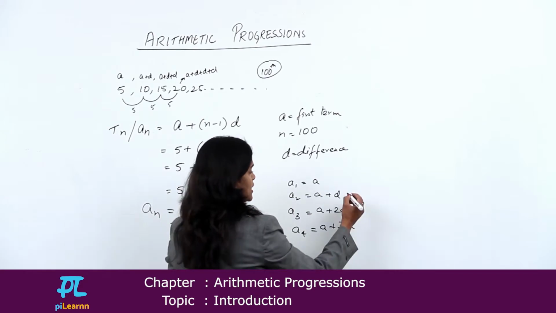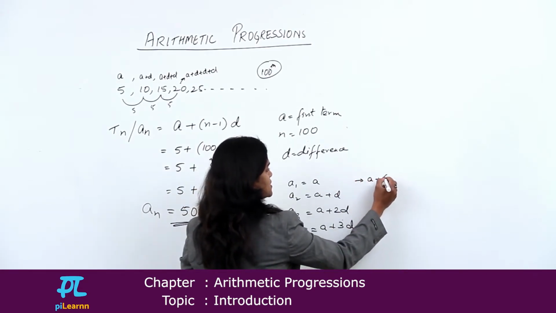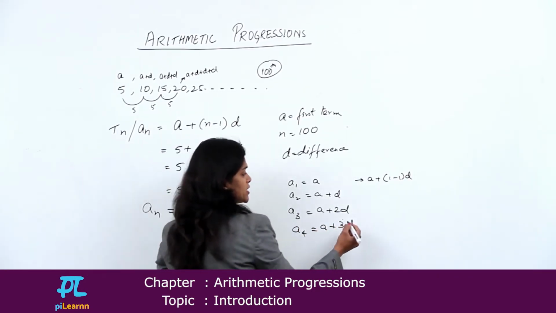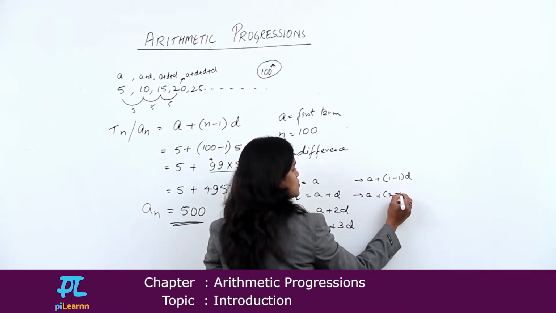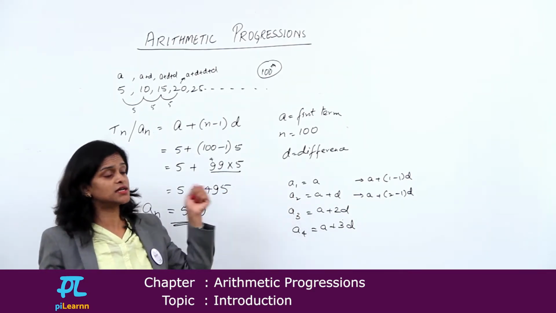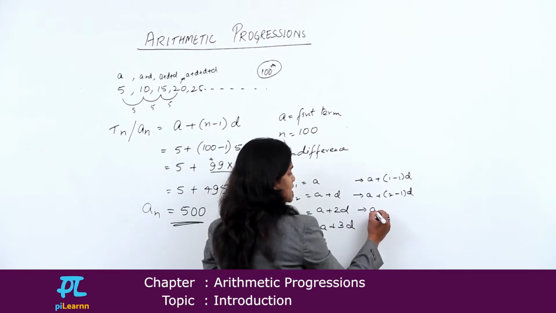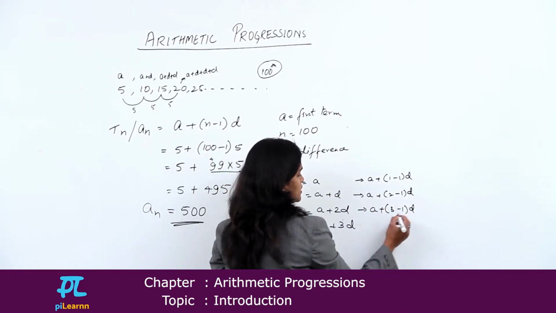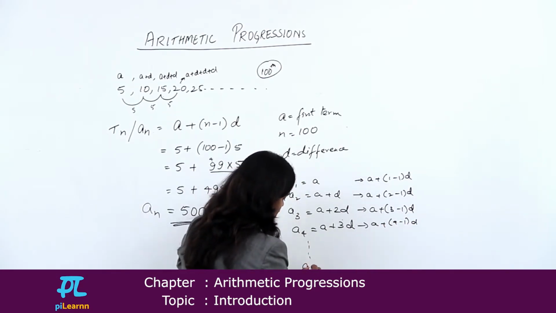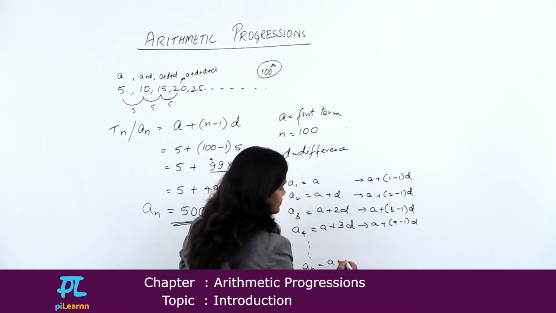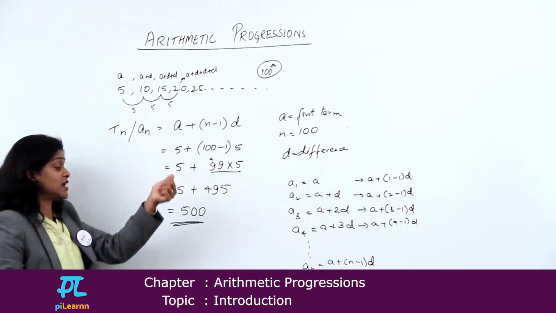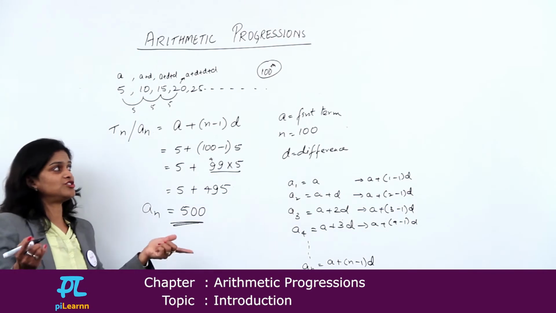If you see this properly, I can write this as A plus 1 minus 1 into D, because 0 into D is 0. This becomes A plus 2 minus 1 into D. Why did I write 2 minus 1? Because I wanted to connect the number 2, because that is a term. And this can be written as A plus 3 minus 1 into D. And this is A plus 4 minus 1 into D, and so on. If you come to AN, you have A plus N minus 1 into D. That's how you come to this formula. That's how you get this answer, and that's how you get your collected money.